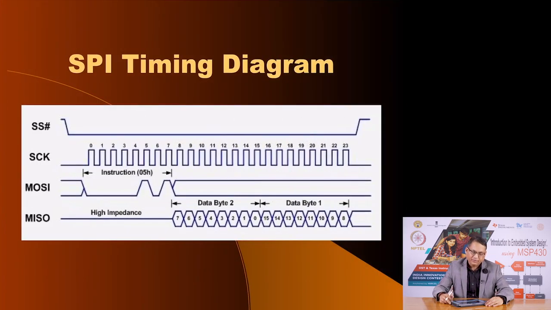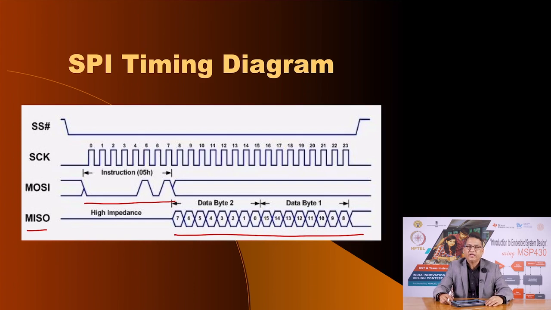The timing diagram of the various signals, that is chip select, serial clock, MOSI, MISO, is shown here. It starts from the master, and then once the master has sent the data here, this is the data being sent by the master. The MISO at that time will be in high impedance state, and once the data has been transmitted, it may expect the slave to respond back, and this is the data received from the slave.